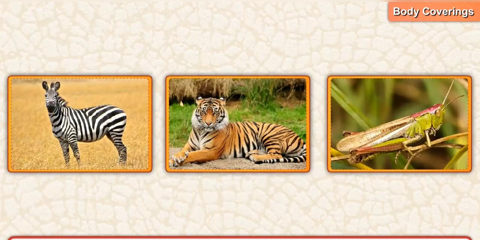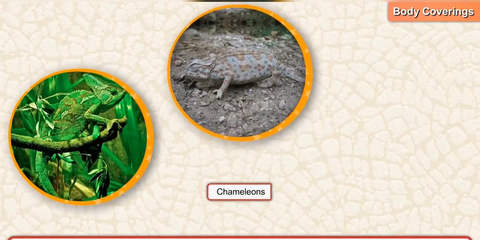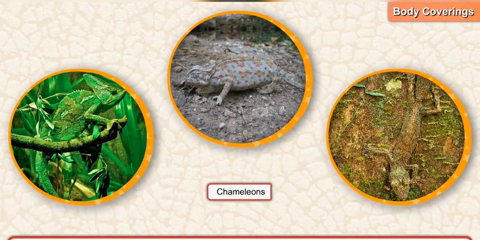Body covering of some animals like zebra, tiger, and grasshopper merge with their surroundings. It makes animals hard to spot and protects them from enemies. This property is called camouflage. Animals like chameleons can change their color to match the surroundings.